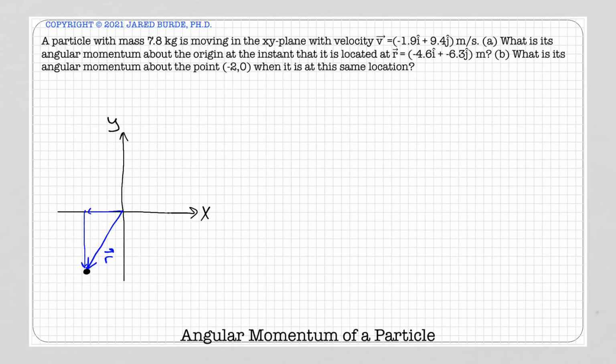We're told then that the particle is moving with some velocity. Its velocity is negative 1.9 in the i-hat direction. That's the x direction. So negative x direction would be the left, and 9.4 in the j direction. That is up.